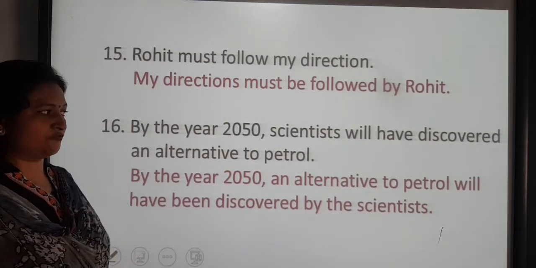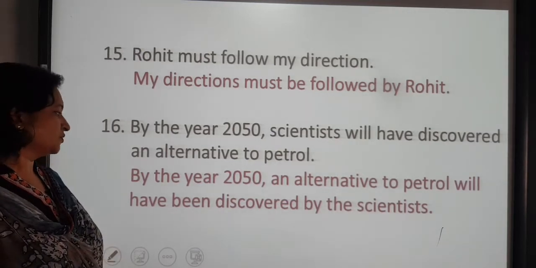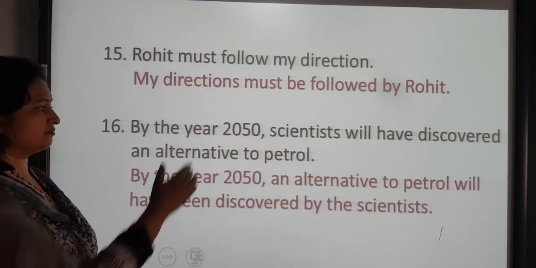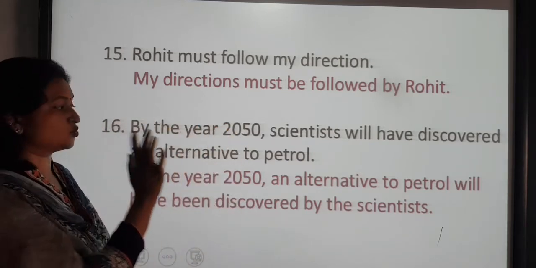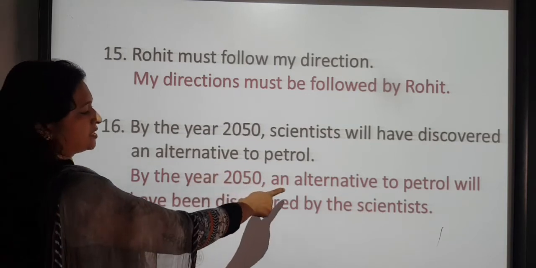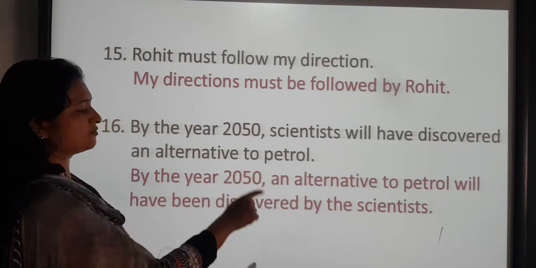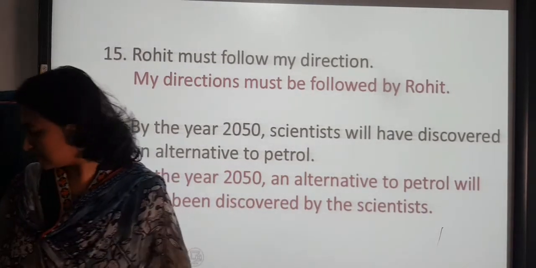By the year 2050, scientists will have discovered an alternative to petrol. By the year 2050, वैसा का वैसा phrase उठा के डाल दिया है. उसके बाद what is there? An alternative is the object, it will become subject now. An alternative to petrol will have been discovered by the scientists.